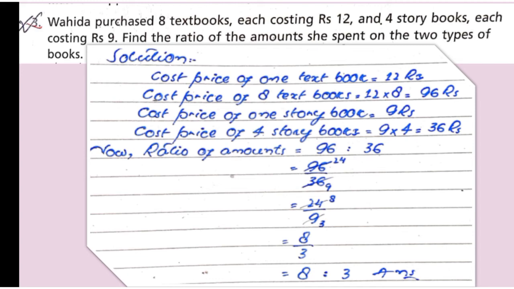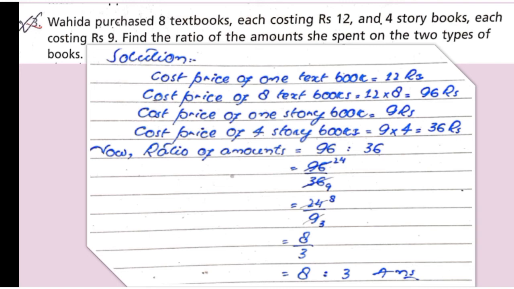So that's why I've written cost price of one textbook equals 12 rupees. So the cost price of 8 textbooks will be 12 multiplied by 8, which equals 96 rupees. Now the cost price of one storybook is 9 rupees, so the cost price of 4 storybooks will be 9 multiplied by 4, which equals 36 rupees. Now we can find the ratio of amounts. So I've written 96 is to 36. Write it as a fraction, 96 upon 36, and do the cancellation.